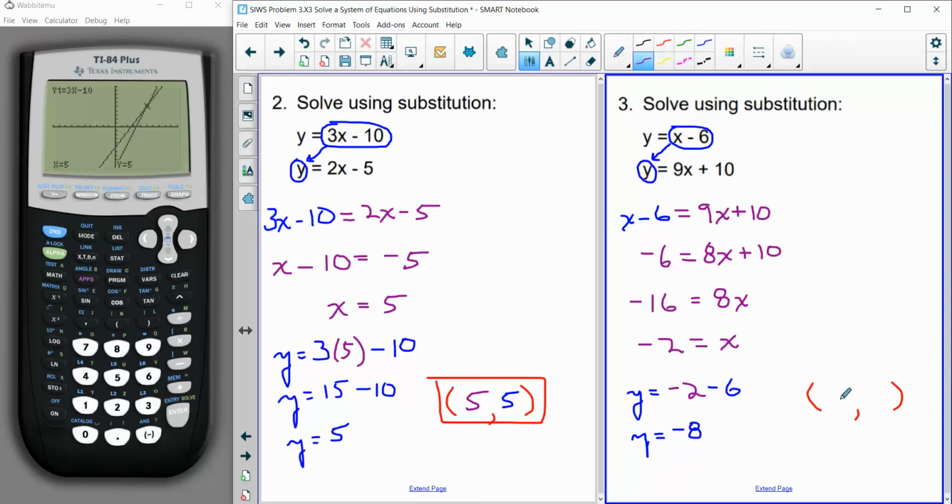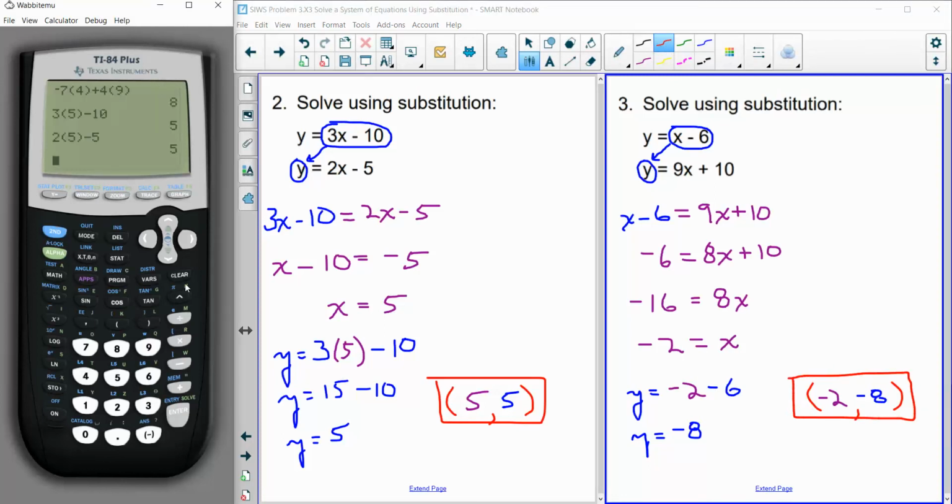So again, our x value seems to be negative 2. I'll check my math here. And my y value seems to be negative 8. Pretty confident I did everything right, so I'll put a box around it, but I'm still going to check my math. Let's go x, negative 2, minus 6, and that should give me my y value. I'm also going to do 9x plus 10. 9 times x plus 10. That should also give me the same y value, negative 8. It does. I can also use the table function to check my math.